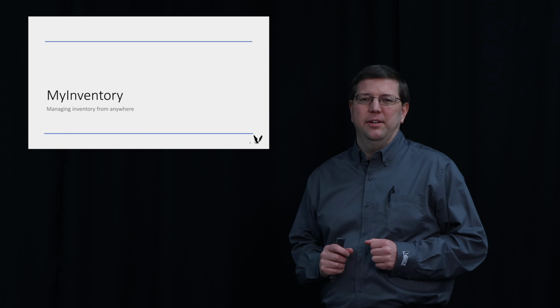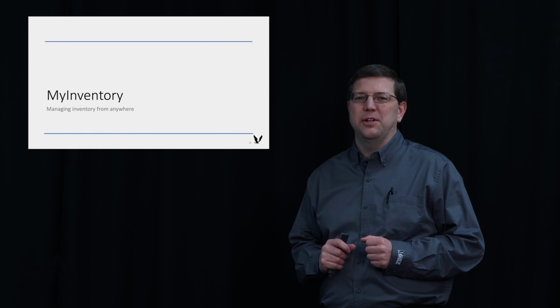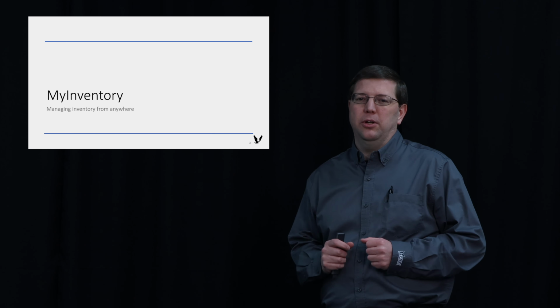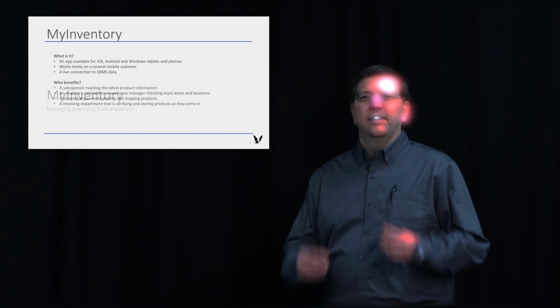My name is Nathaniel Gingrich. I'm the Chief Product Officer of Eagle Business Software, and in this episode, we'll be looking at the MyInventory app, how it works, and some of the hidden options that can make your experience better. The features we'll be looking at are available in EBMS 8.4.